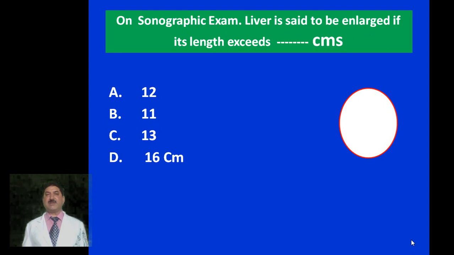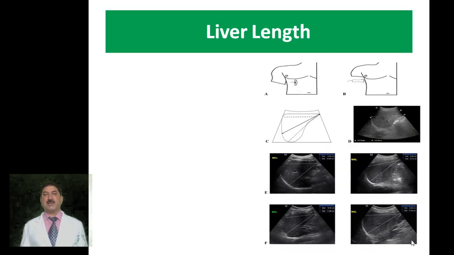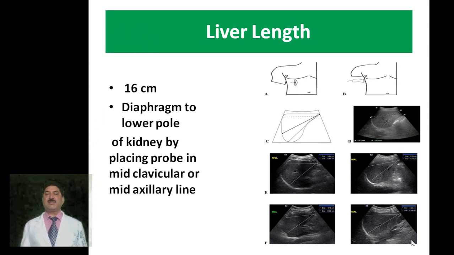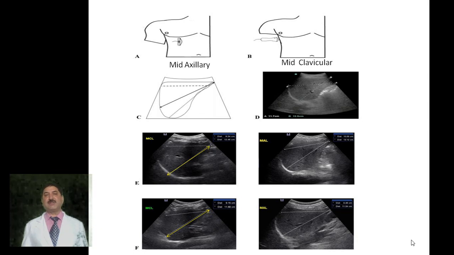On sonographic examination, the liver is said to be enlarged if its length exceeds dash centimeters: 12, 11, 13, 16. D is the correct option. Length of the liver is not given in anatomical books because it is a wedge-shaped structure. But in sectional anatomy, using ultrasound, we measure the length of the liver from the diaphragm to the lower pole of the kidney by placing a probe either in the mid-clavicular or in the mid-axillary line. Up to 16 centimeters, we take the length of the liver as normal. In a sagittal section, if the length exceeds 16 centimeters, we say it is an enlarged liver.